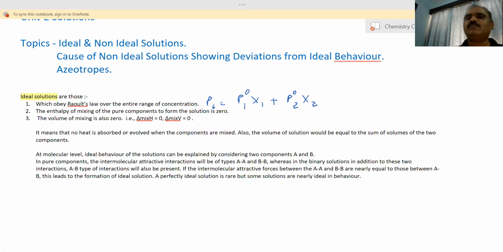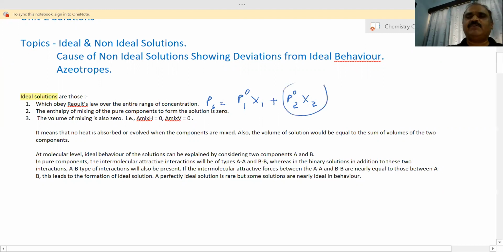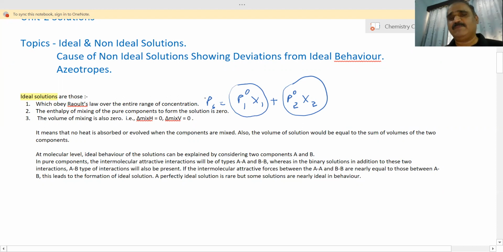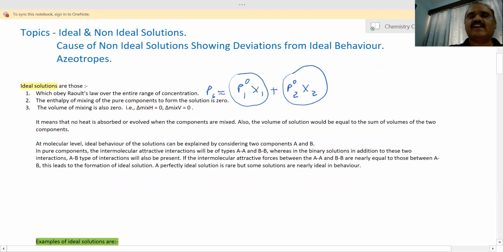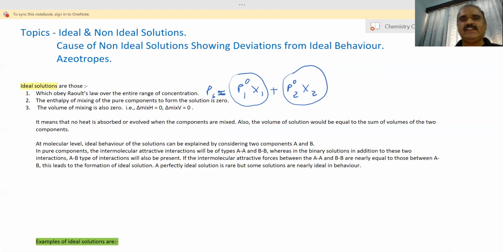So PS is equal to P degree 1 x1 plus P degree 2 x2. Okay. P degree 2 x2 is the VP of component 2. P degree 1 x1 is the VP of component 1. And PS is total pressure, pressure of solution. So this was Roller's law. If a solution is obeying this law at all concentrations, then that solution is ideal solution. Okay.